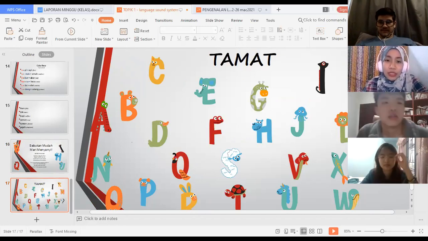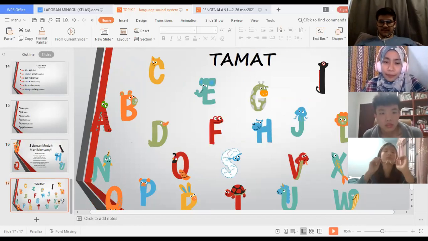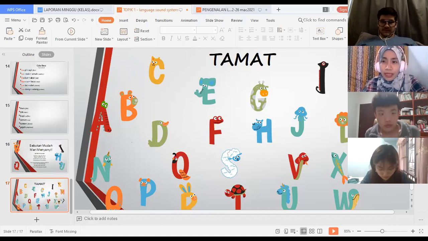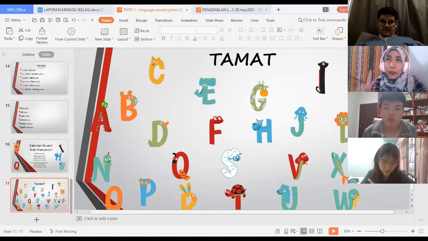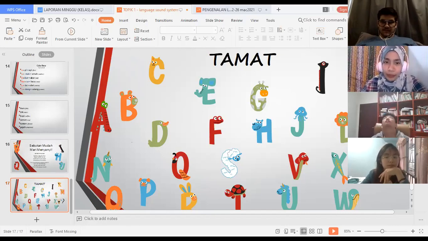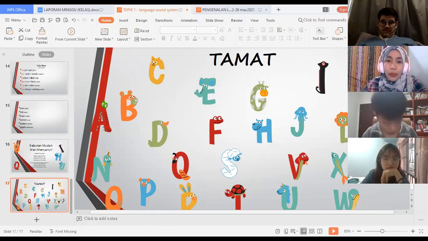I would like to share with you your exercise. You will get this exercise from Edmodo. If you create an Edmodo account, I believe you will find this exercise in Edmodo in the folder topic one. You will download this exercise. What you have to do first is pronounce the words below and find the meaning in English. Like number one, for example, meja. What is meja?